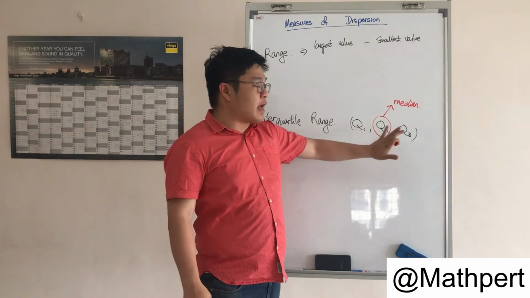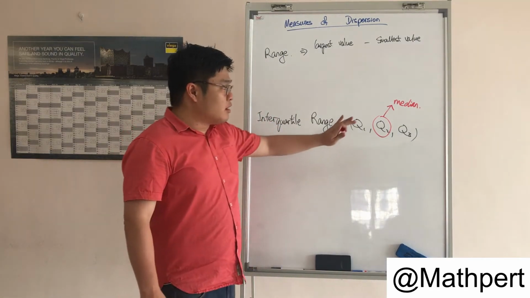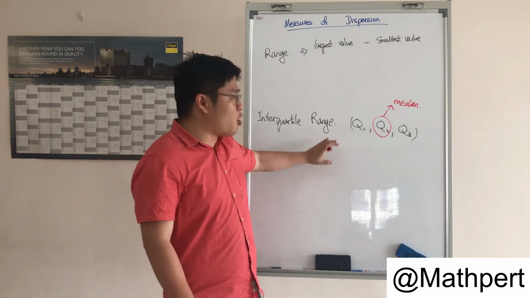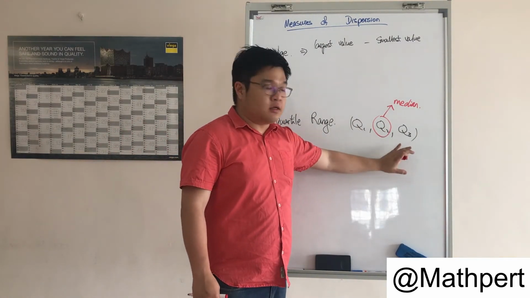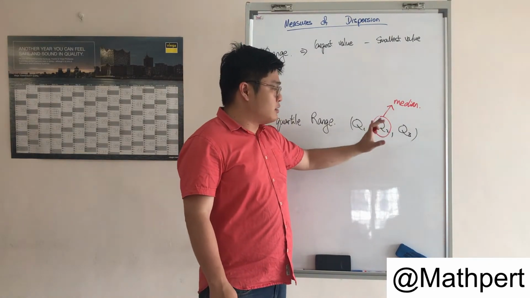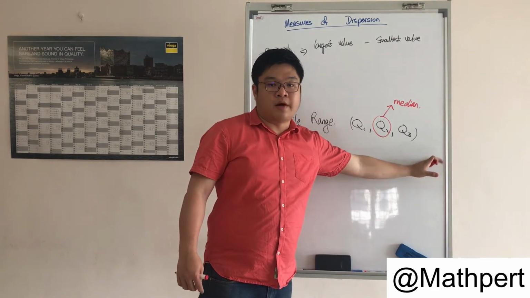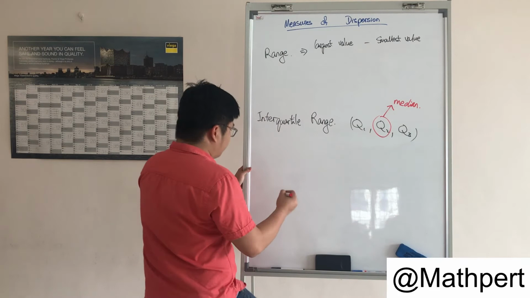Then how about Q1 and Q3, the first and third quartile, right? The first quartile is the middle term in between the smallest and the median. The third quartile is the middle term between the median and the largest term. Alright? So let's take a look at this example.